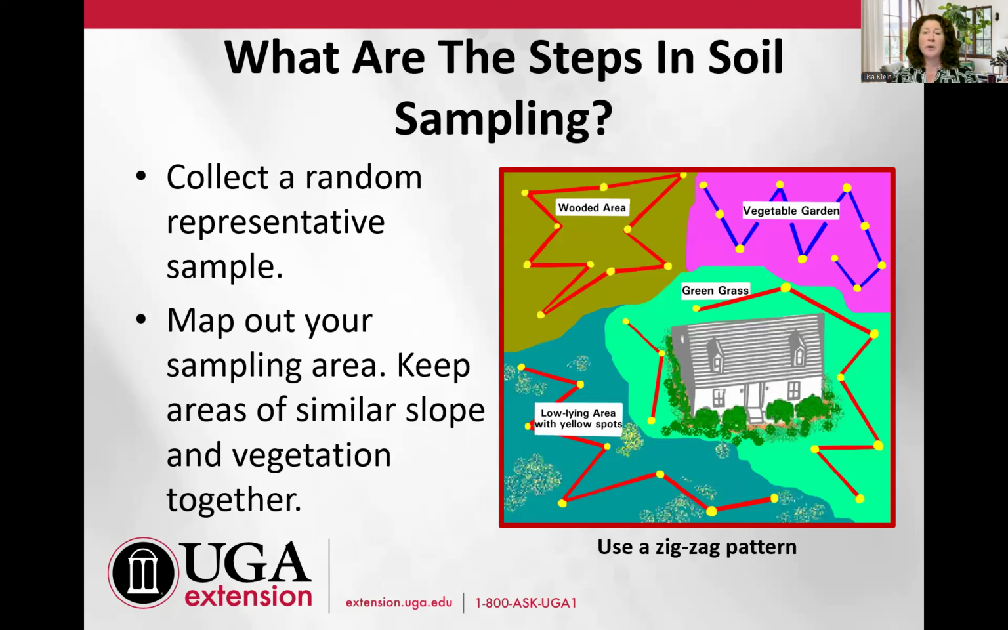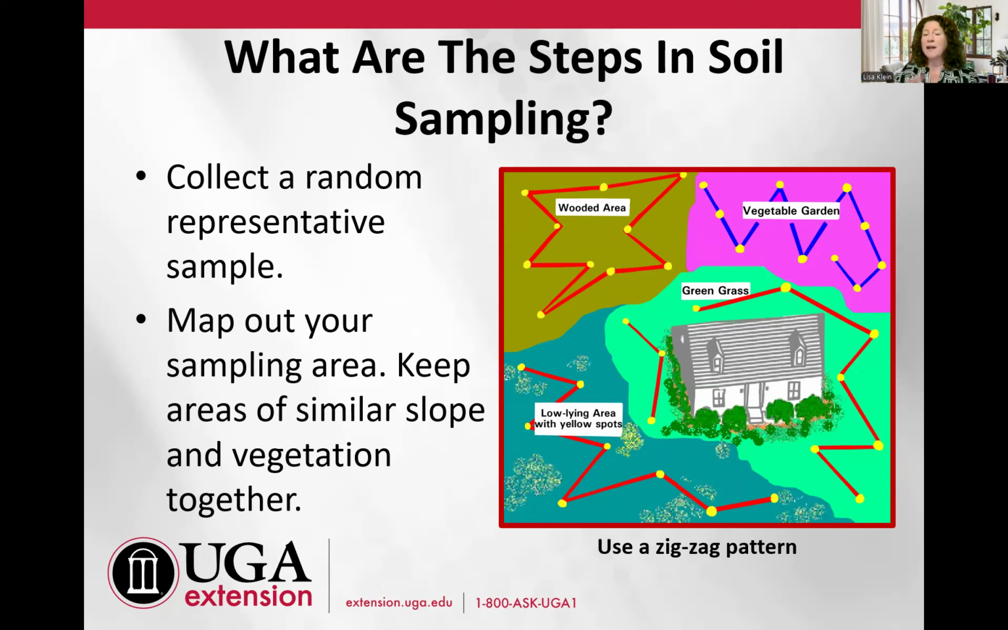So how do you do that? Well, you're going to take a random sample. This is how you kind of break it up. If you have a wooded area out back with a woodland garden, that's an area. You have a vegetable garden, that's an area. You got grass, front yard, backyard, a low-lying area, that's going to be its own area.